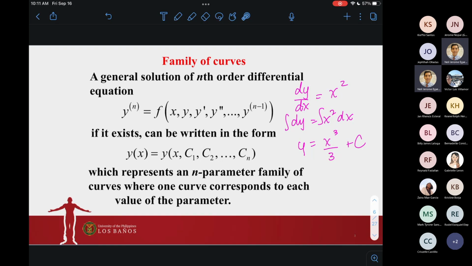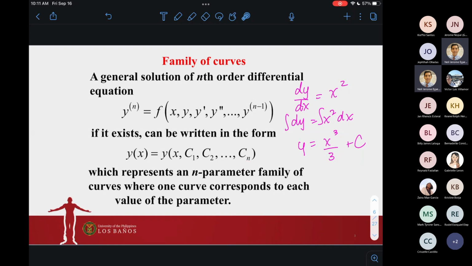So this guy is a first order differential equation. Tapos sabi, ibig sabihin ang n natin dito ay 1. There is a solution. Actually, there's an infinity of solutions of the form x cubed over 3. And the plus c that we see here is what we call the parameter. Siya yung C1 dito, kasi order 1 lang siya, so ibig sabihin isa lamang yung parameter para dun sa solution.